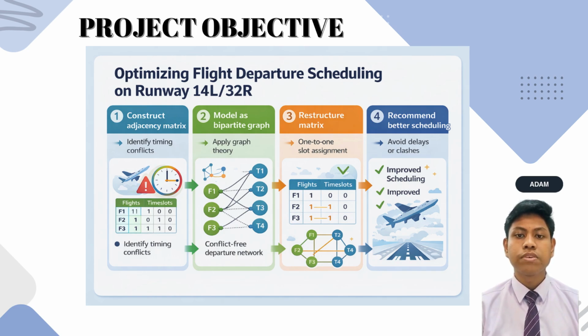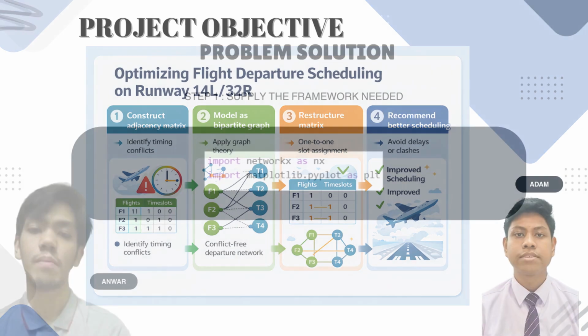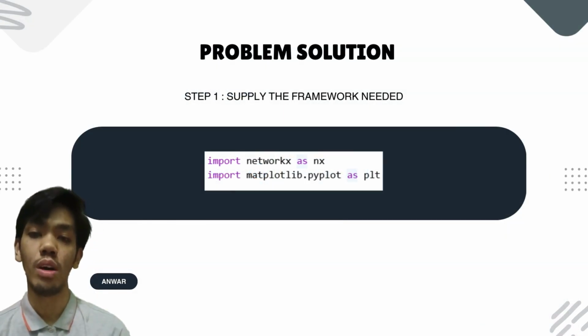The third objective is to restructure the adjacency matrix into a one-to-one flight to slot assignment in order to generate a conflict-free departure network diagram. Finally, this study aims to provide a basis for recommending a better scheduling strategy that can help prevent departure clash and reduce potential delays.